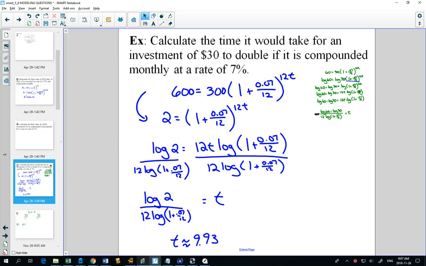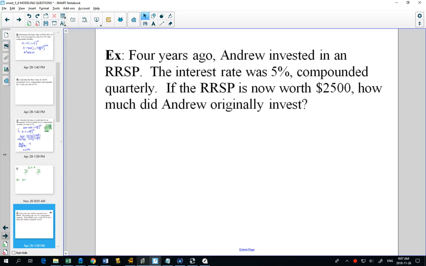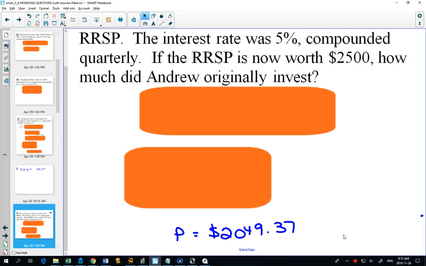Okay, so now there are 3 more compound interest questions there. I'd like you to do those right now. I will put the answers up in a bit.